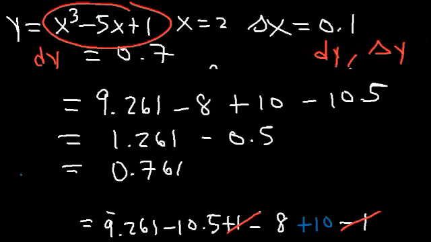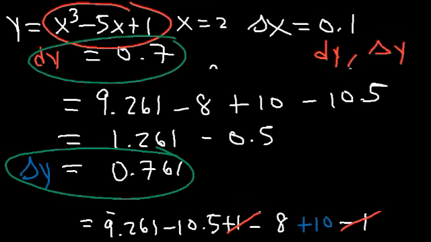So delta y is not too far away from dy, since delta x is relatively small.